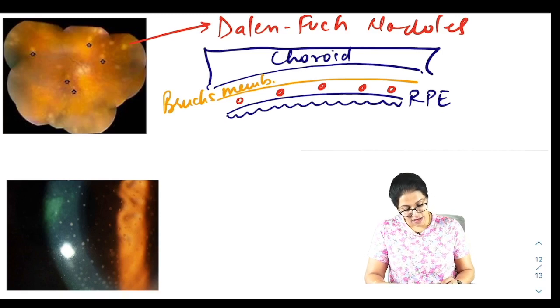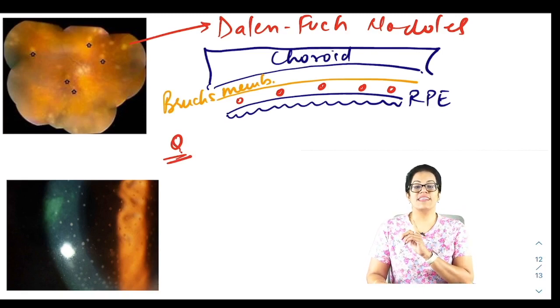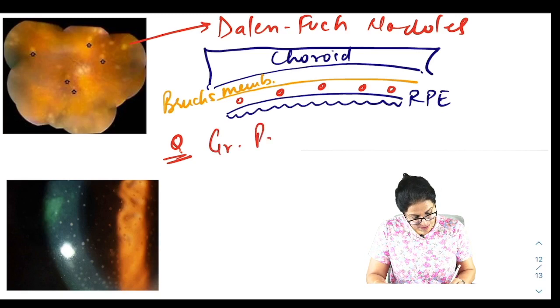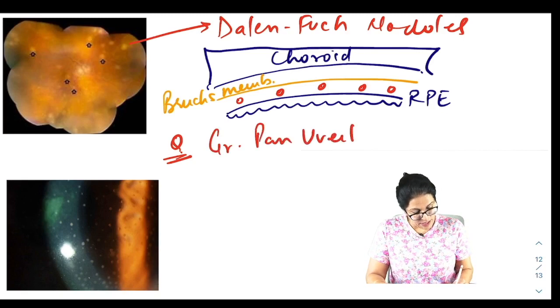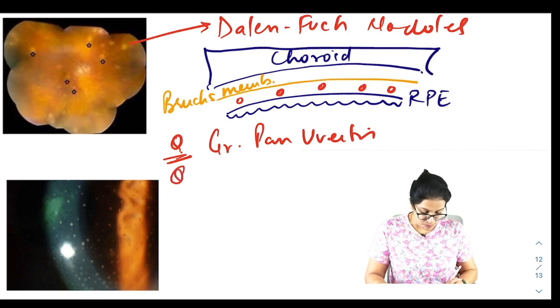So what are we talking about anyway? Sympathetic ophthalmitis. And what are the other points we have to remember in sympathetic ophthalmitis? Suppose there is a perforating injury in one eye causing uveitis in the other eye. What is that type of uveitis? Granulomatous panuveitis. Because it is happening in the other eye also, that is the sympathizing eye. Remember, it's always a perforating injury.